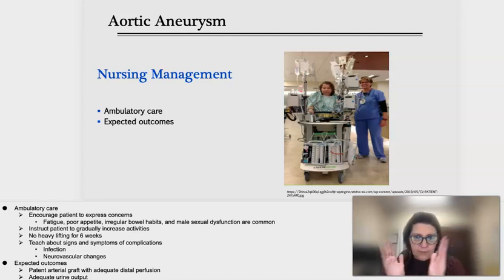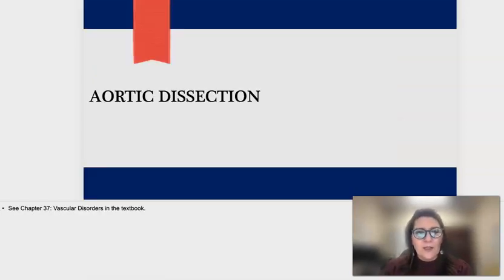That's like, okay, we're good. We have a graft that's good. The perfusion is going through. Everything's fine. We want good urine output and no signs of infection. That's a positive result. Okay, aortic dissection.